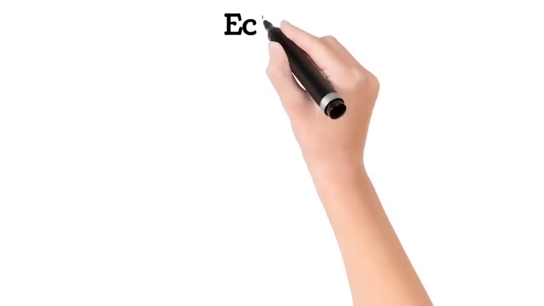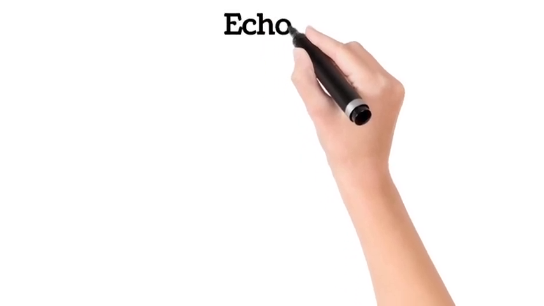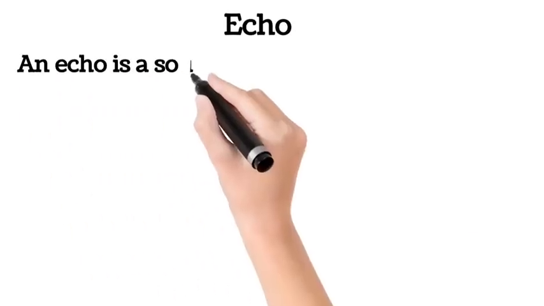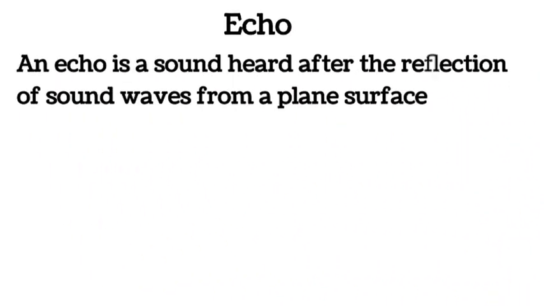What then is an echo? When we say echo, the echo I'm talking about is the one you are familiar with. An echo is a sound heard after the reflection of sound waves from a plane surface. So echoes are produced by sound waves when they are reflected.